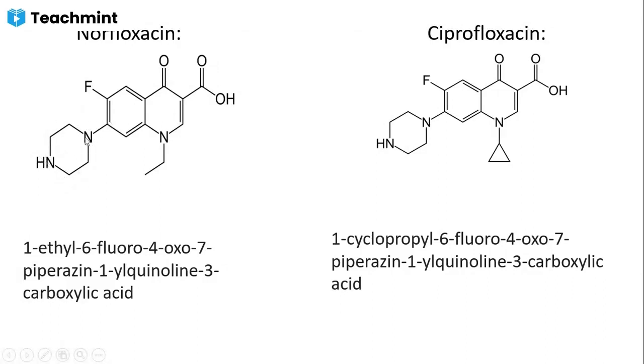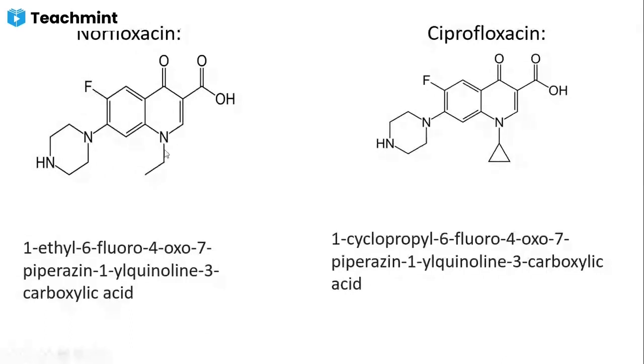7 piperazine 1 YL. Why 1 YL? Because the piperazine ring gets attached to the quinoline ring at the first position of the piperazine ring. Hence 1 YL. Then the ring is quinoline ring, and the remaining portion there is a 3 carboxylic acid. So this is how we'll nomenclate the norfloxacin.